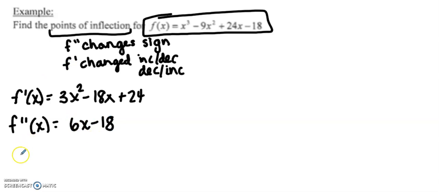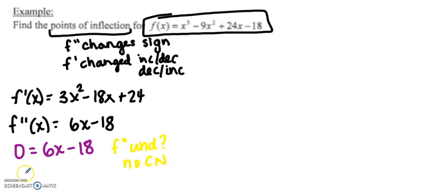Just checking my math there. So I want to set this second derivative equal to 0 to find a potential point of inflection. I also need to consider where f double prime is undefined. Well, since this is a nice polynomial, this is never going to be undefined. But we do get a critical number, add 18, divide by 6, when x is equal to 3.